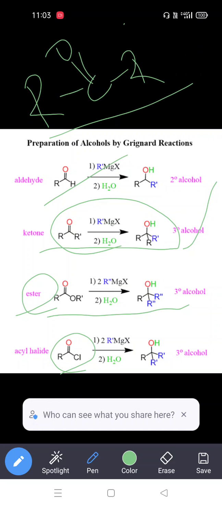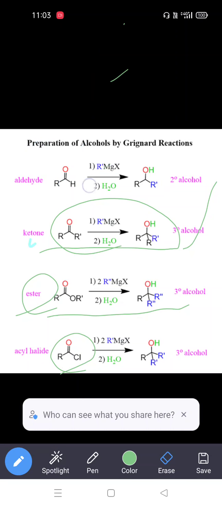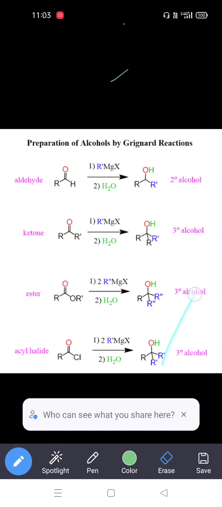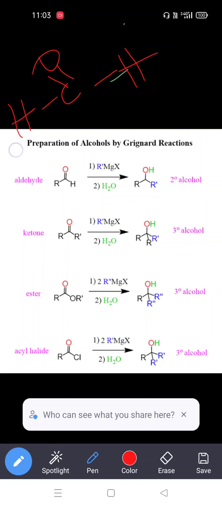So the first one, aldehyde and ketone, ester and acyl halide. If you prepare primary alcohols, it is with the help of formaldehyde. Formaldehyde is one of the aldehydes, but except formaldehyde, if you take any aldehyde, we can prepare secondary alcohols only. Tertiary alcohols are prepared with the ketones. If you go with esters and acyl halides, these two reagents also prepare only tertiary alcohols. So this is about the preparation of alcohols from the Grignard reagent.